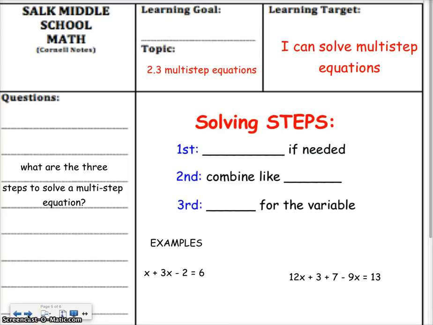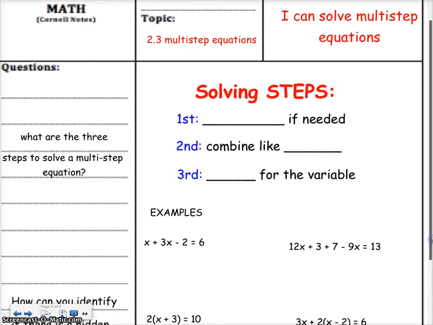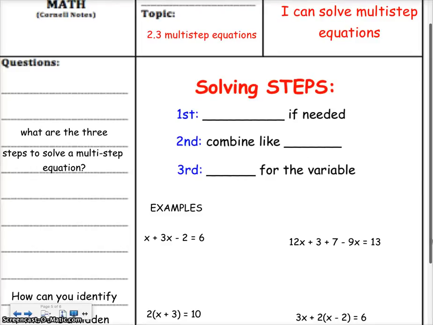All right, here we're dealing with the solving steps. So the first thing that you're going to do is distribute if you need to. We did that back in our first unit. Distribute is like this, where you have a number sticking to parentheses. And to distribute, you multiply. So that would be 2 times 2 is 4x, plus 2 times 3 is 6.